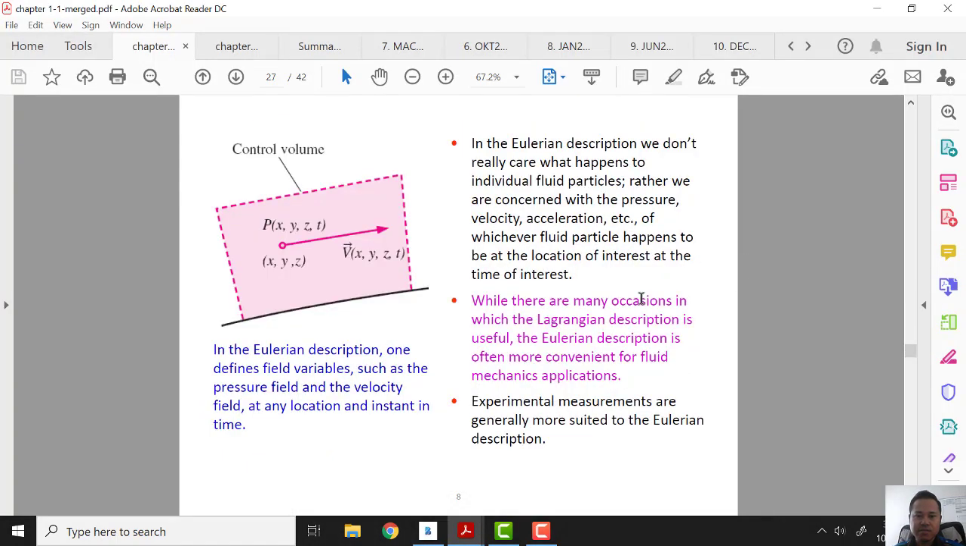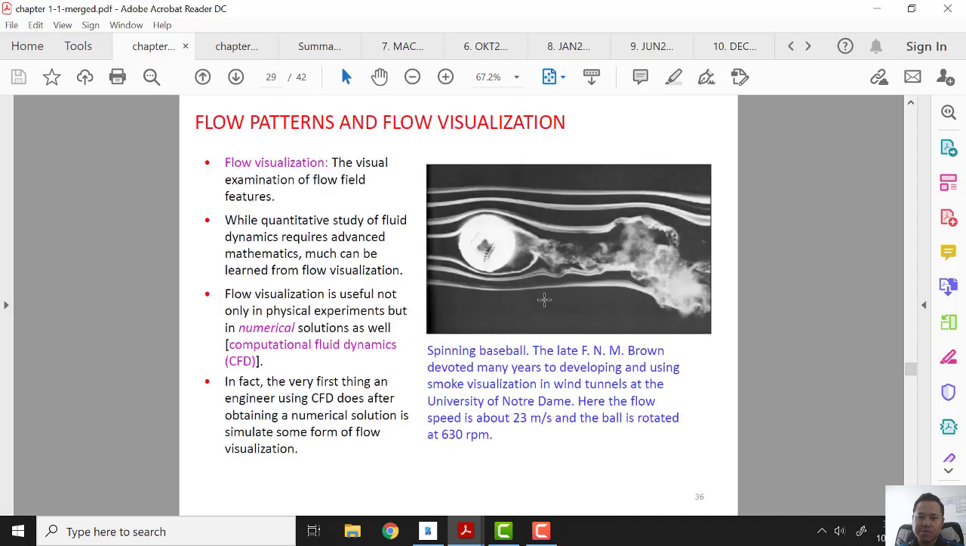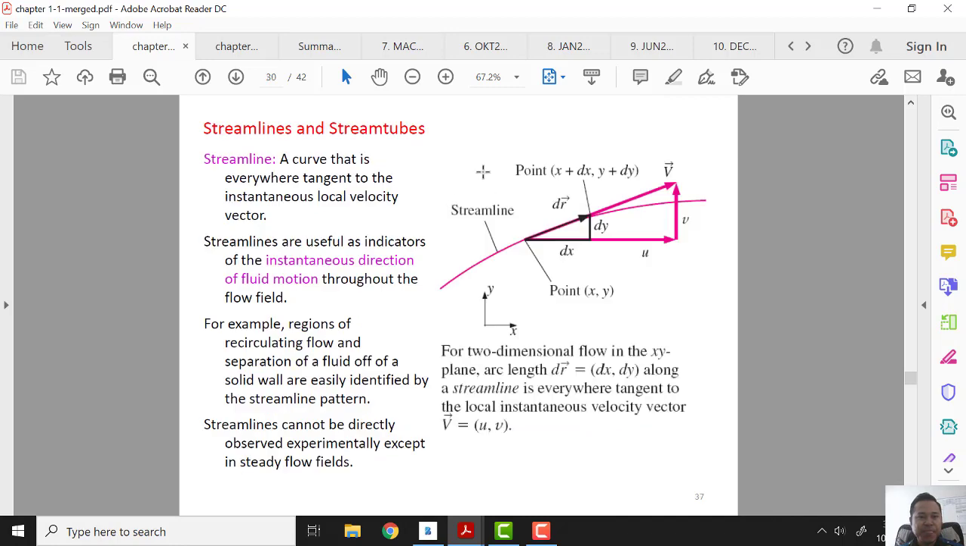Next, we are looking at flow patterns. In flow patterns we have streamline, stream tube, path line, streak line, and timeline. What is the streamline? Let's take a look at what a streamline is. Streamline and stream tube are very simple. A streamline is a curve that is everywhere tangent to the instantaneous local velocity vector. A streamline is just a curve, everywhere tangent.